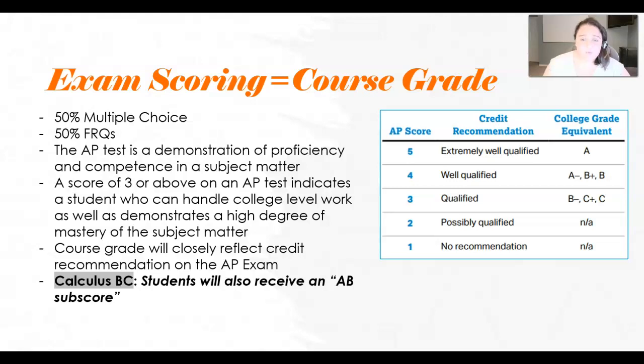The one thing I do want to point out is that AB is not required to take BC, and BC does not follow the AB course. One is Calculus 1, that's AB, and then BC is Calc 1 and Calc 2. So students that take BC, it's a more rigorous and quicker course, they get the opportunity to get that BC score with an AB subscore.